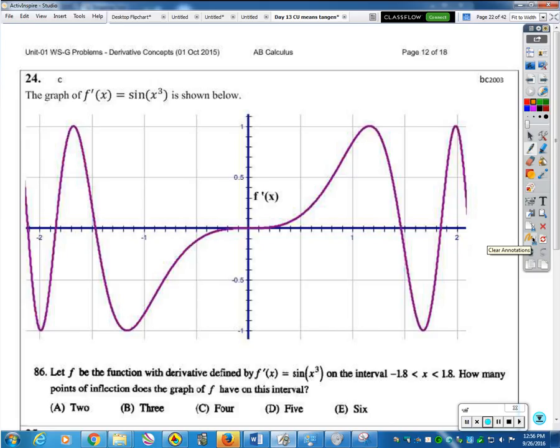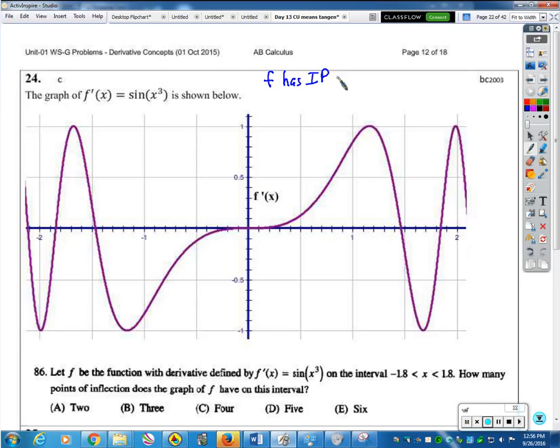So since it's giving us the f prime graph and we're looking for the inflection points on the f graph, where are you supposed to look on the f prime graph to find them? Does that make sense? So start with this, Rachel. You're supposed to find inflection points on which graph? The f. Perfect.